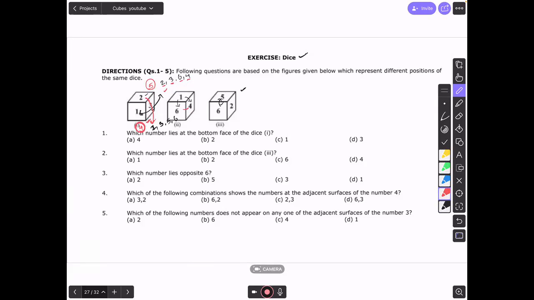So got this. So what is left now? 1, 2, 3, 4, 5. So what is opposite to 3 then? 6. All clear. Okay, now let them ask any question. We are ready with it.